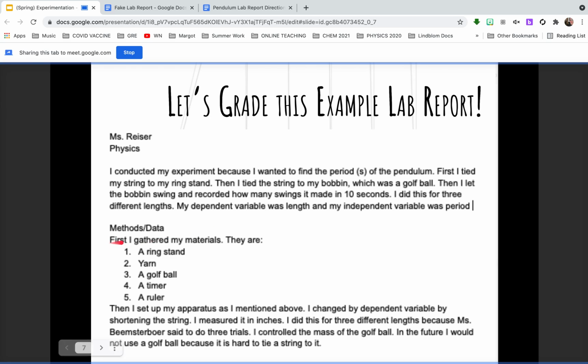So the first, "I gathered my materials." This is actually something that within the rubric we specifically tell you not to do. It's just generally not needed. Yeah.